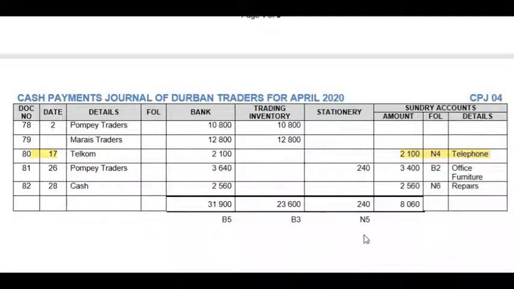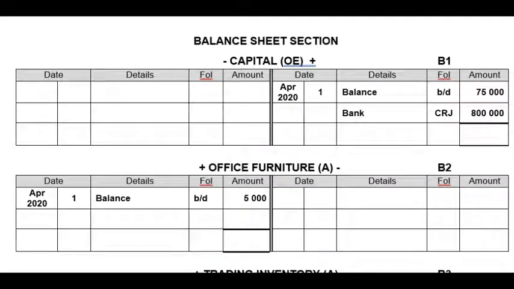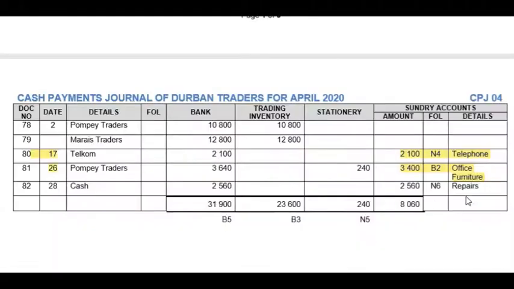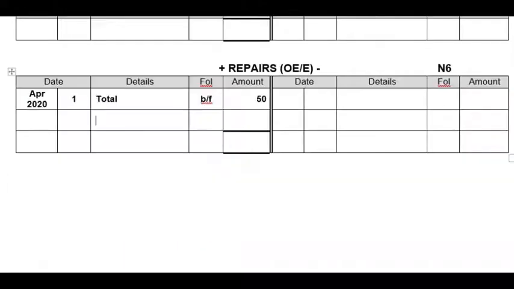Then office furniture will be posted on the 26th. Once again, it will go to the debit side, and you will write bank. Just like that. Then the next transaction was for repairs on the 28th. It's the last sundry accounts transaction. It goes to the debit side of repairs, and you still write bank, CPJ.